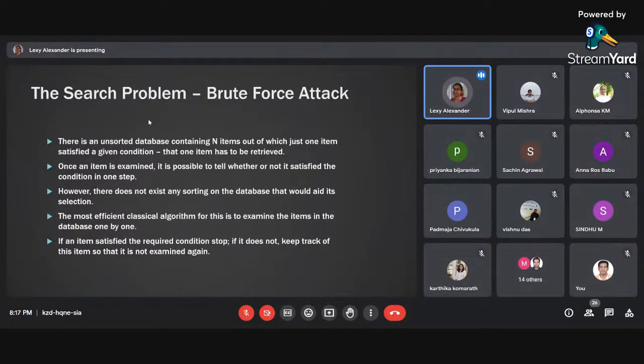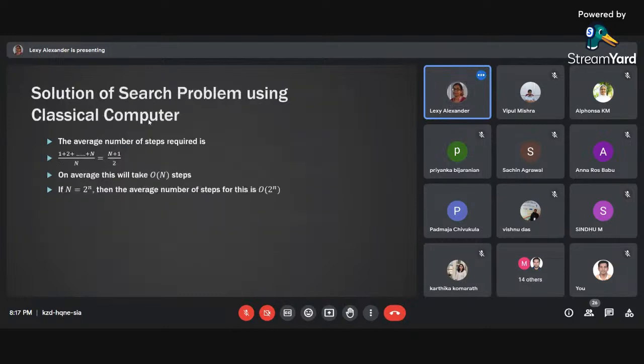In brute force attack also we do the same thing. We have a bunch of keys. We don't know which is the correct key. We will try one by one till we get the correct key. A wrong key we will not try again. So in the classical sense, how many steps will it take? The average number of steps required will be (1 plus 2 plus ... plus n) divided by n. It can be correct in the first attempt itself, so it is 1. It can be the second attempt, so it is 2, or it can go up to the nth item, the last item. So the average would be (1 plus 2 plus ... plus n) divided by n items, which gives (n plus 1) by 2.